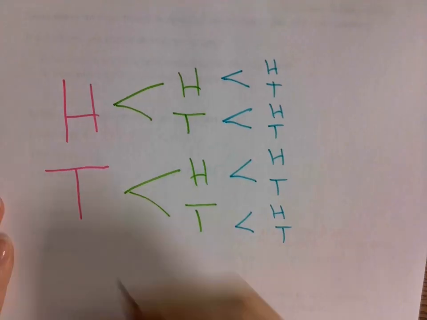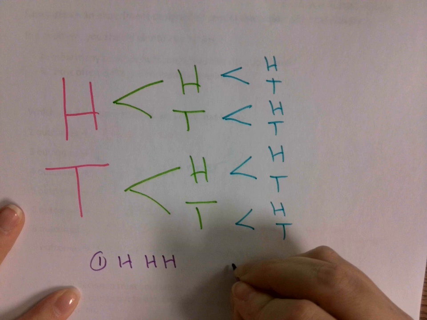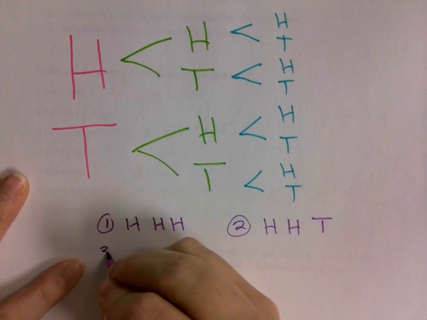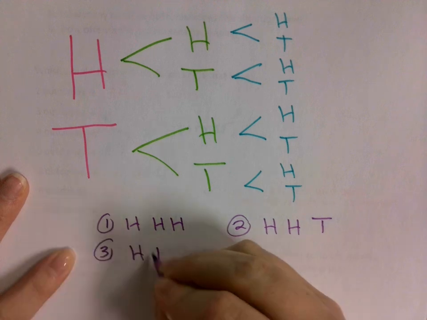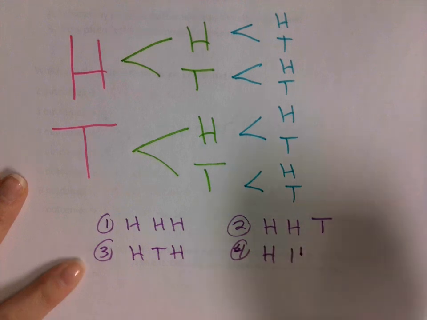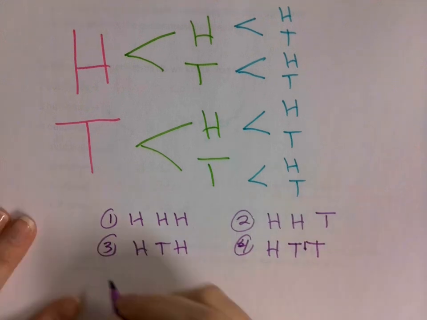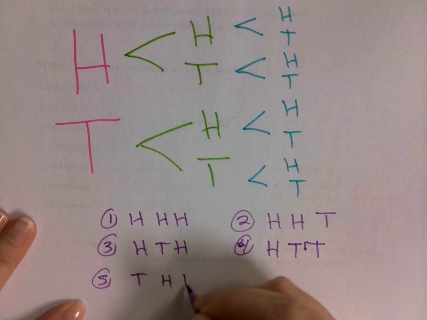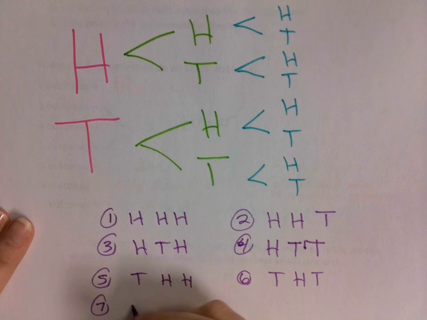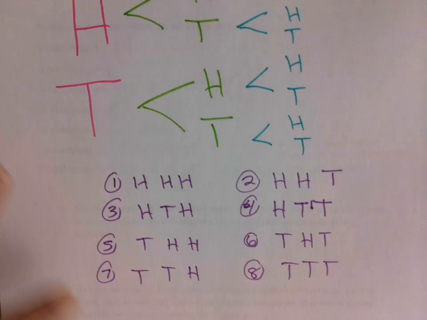heads. Your second possible outcome would be the first 2 are heads and the last one is tails. Then you have heads, tails, and heads. Or heads, heads, tails, and tails. Okay, then you've got tails, heads, heads, tails, heads, tails. And then tails, tails, heads, and tails, tails, tails. Okay, so you have all of those different possible outcomes that you could achieve from 3 coins. Okay?